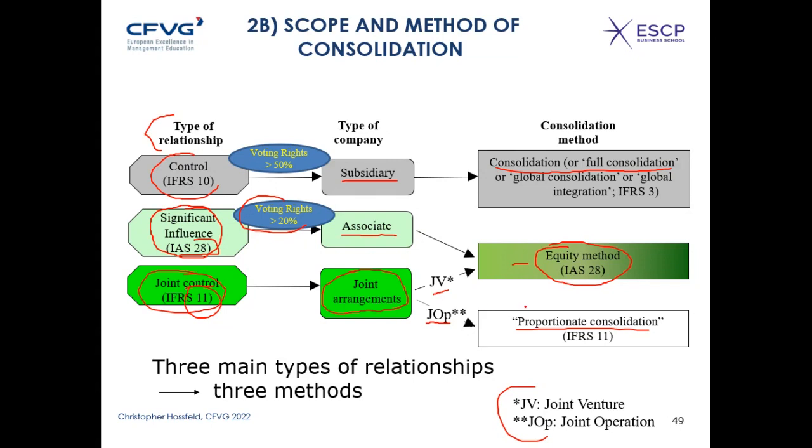So joint operations are also consolidated. We use proportionate consolidation here, which means each partner will account for their part in the asset. So if we share the pipeline 50-50, for example, I will account on my balance sheet 50% of the pipeline value. I will account in my income statement for 50% of the pipeline revenues, 50% of the pipeline expenses. So everything is split proportionately. And that's the proportionate consolidation.